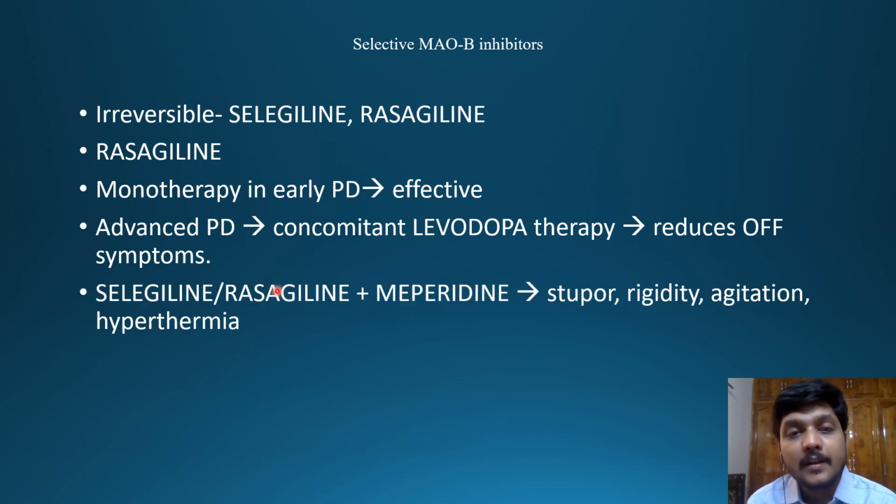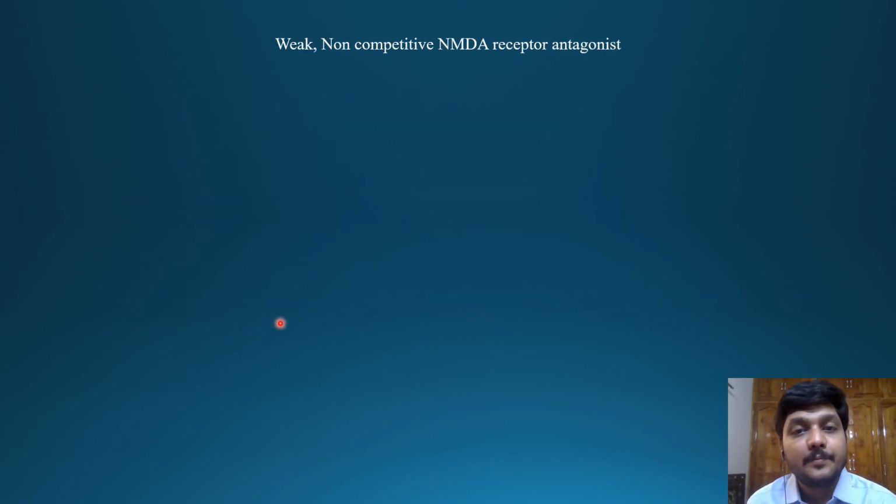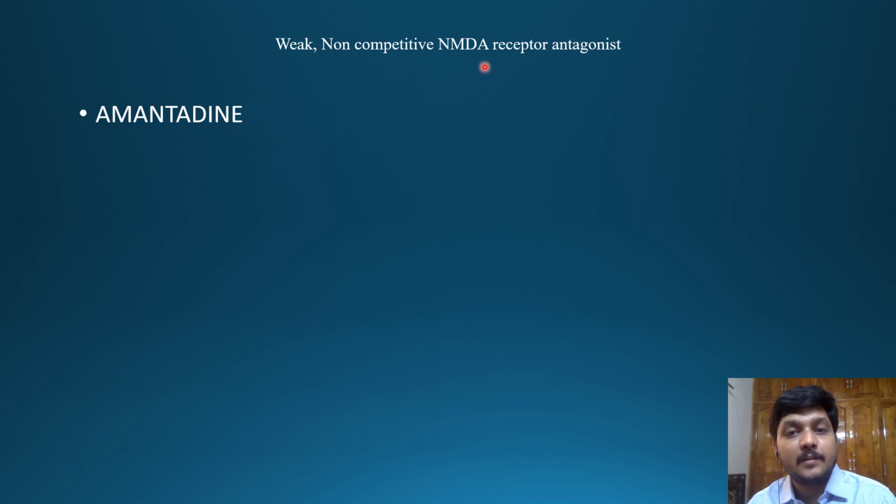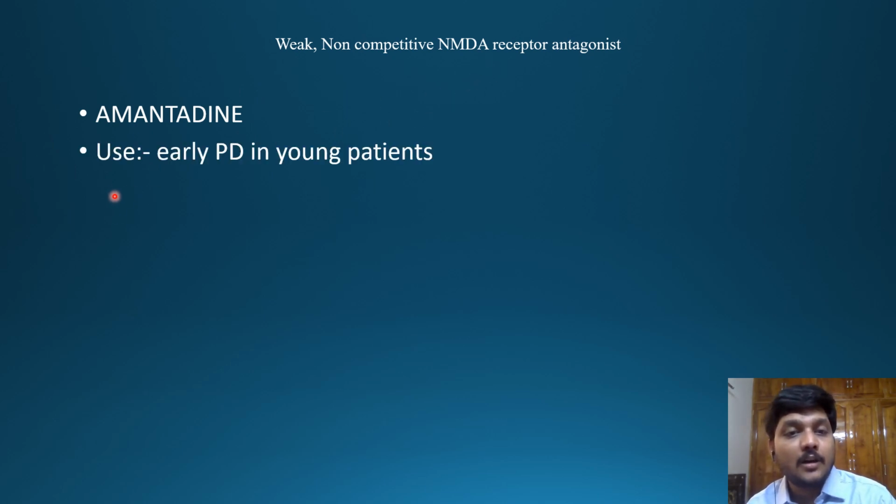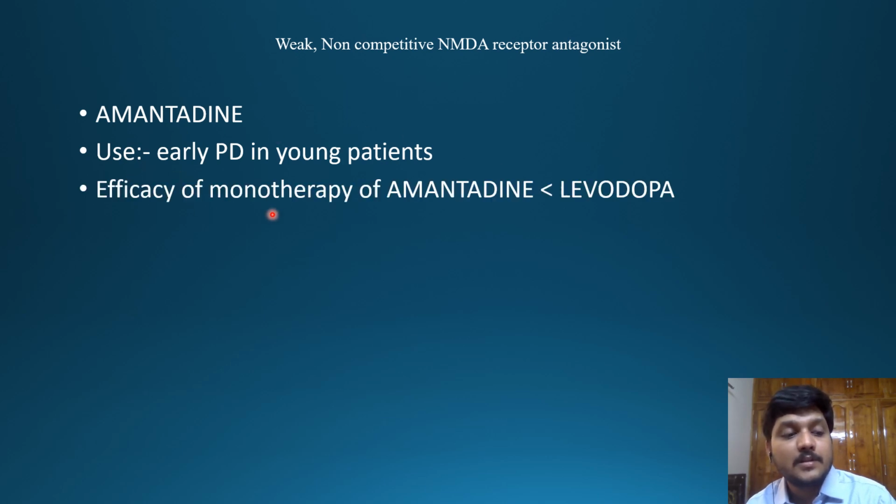Selegiline or rasagiline cannot be given along with meperidine. When they are combined with meperidine, they cause stupor, rigidity, agitation, hypothermia. Coming to another group, NMDA receptor antagonists. Amantadine is a weak NMDA receptor antagonist. It acts non-competitively and is used in early Parkinsonism disease in young patients.